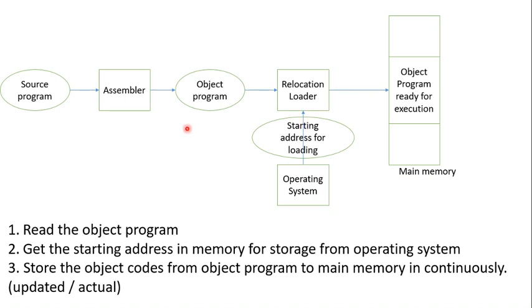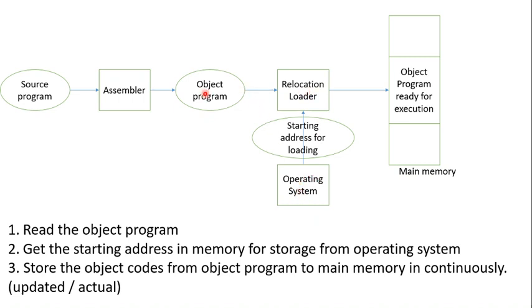Now you can see here, this is the complete flow you can observe. As usual, the source program will be given to the assembler, which will generate the object program, and once that object program is given to the relocation loader, it is the functionality of the relocation loader to load this object program into the main memory wherever the memory is available free. But from where will it fetch? From the operating system. So that is what you observe.